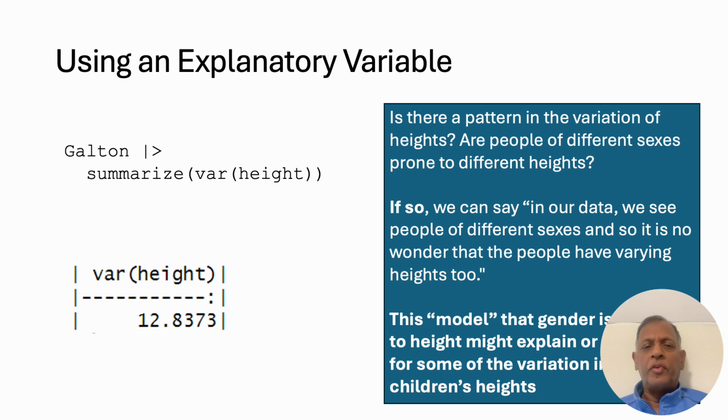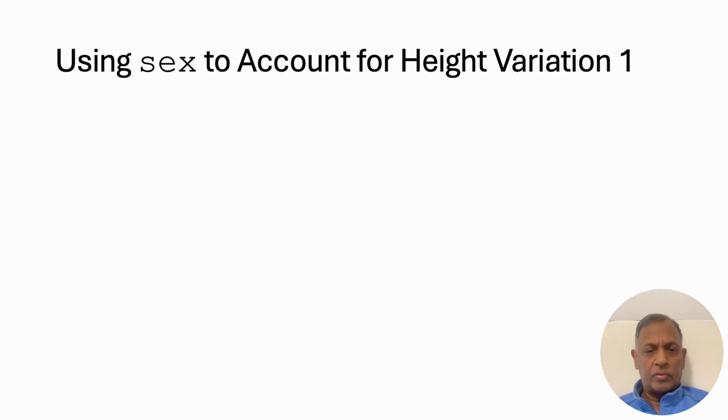After all, if we said only the gender is accounting for variation in heights, then we'd have one model value for females, one model value for males. There should be only two different model values of height. In reality, there are many different values. So although sex accounts for some of the variation, it doesn't account for all of the variation.